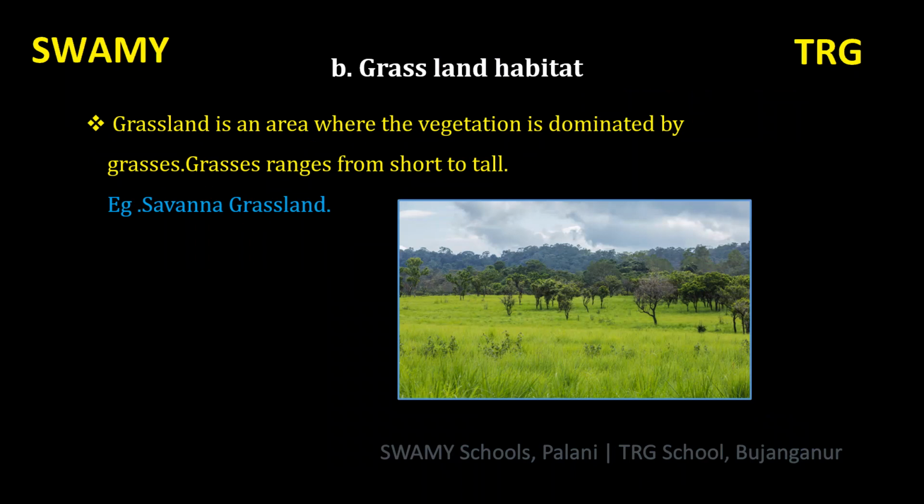Grassland habitat. Grassland in Tamil, புல்வெளி. Grassland is an area where the vegetation is dominated by grasses.